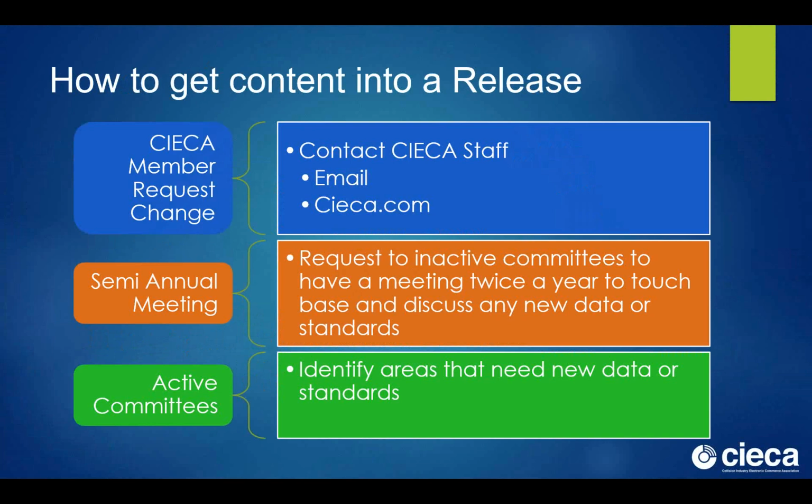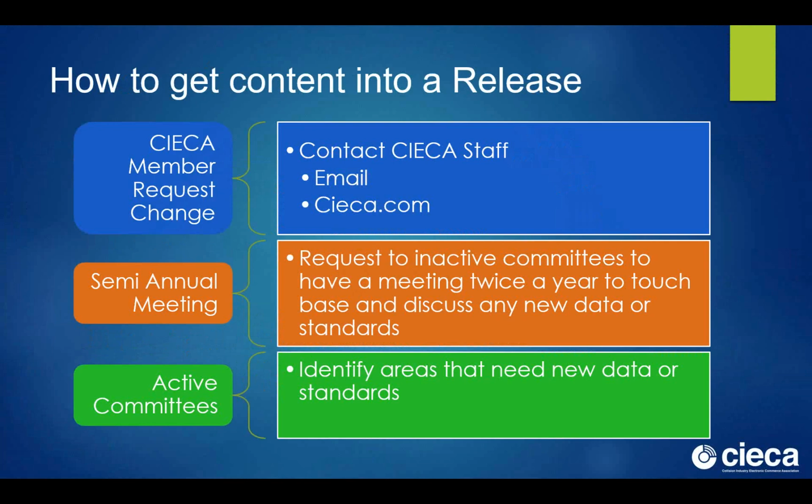If you need to get content into a release, we have numerous channels to do that. A CIECA member can request a change by simply contacting anyone on the CIECA staff, and you can do that through our CIECA emails or through CIECA.com. You can go to the contact section, and that will generate an email to us.